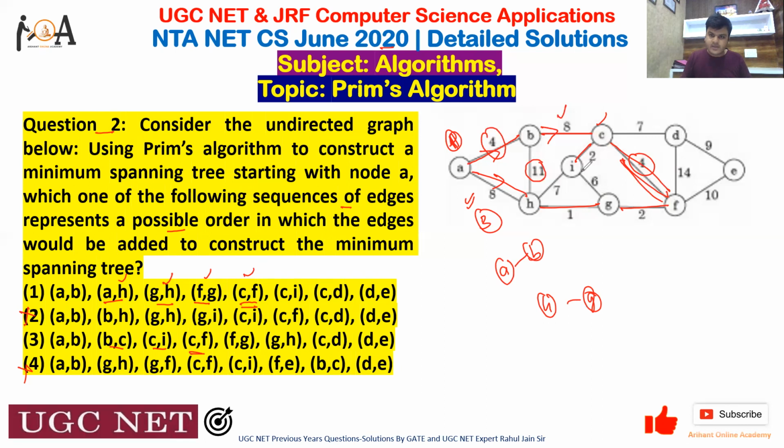And after CF in option 3, we are joining FG. We are joining F and G in this path, and thereafter we have GH. F and G, and G and H, are in path 3. So after CI, we joined CF, and thereafter we have joined FG. In path 1, we have joined CF after FG. So it is correct. And in path 1, CI, meaning this path, is also correct.